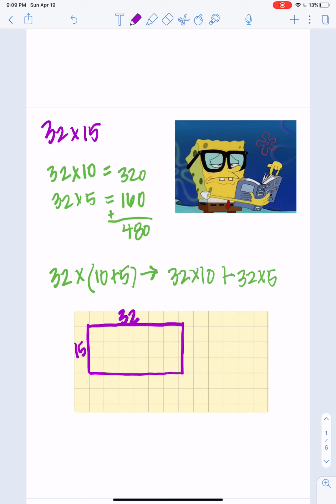If I wanted to see the partial products of 32 times 10 and 32 times 5, I need to think about taking this 32 and, taking this 15 rather, and decomposing it to the 10 and the 5. And you can see if I do that, I then have one rectangle that is 10 tall and 32 wide. So this is a 32 by 10 or 10 by 32 rectangle. That's 320 square units. And then this slimmer rectangle is 5 by 32, 32 times 5, and that's where we get the 160 square units.